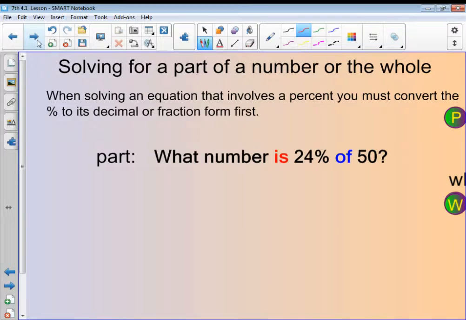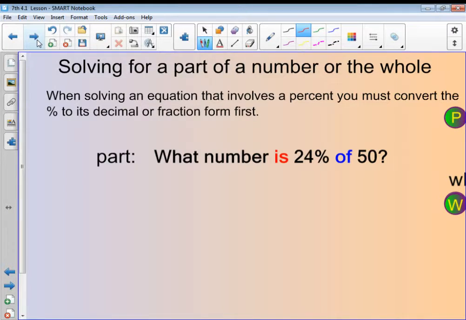Okay, so solving for a percent of a number, or the opposite where they might want us to solve for the whole part. So it says when solving an equation that involves a percent, you must convert that percent to its decimal or its fraction form first. Now, if you wanted to work off of its fraction form, that's okay. You will be allowed to use a calculator when you're working through these, even on the Iowa assessment part of this test, I believe, on the portion where you can use your calculator. And we're being realistic. If I wanted to do this in the real world, I would pull my calculator out and use it, unless it was a really easy percentage to calculate in my head.